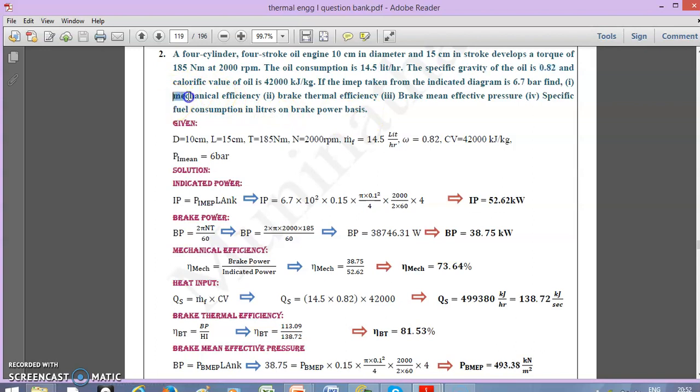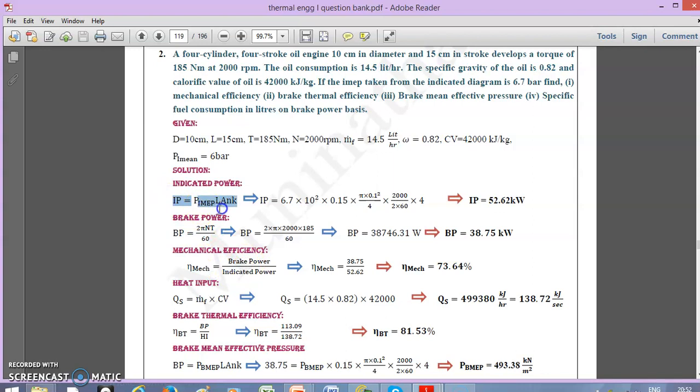First one is mechanical efficiency. The formula for mechanical efficiency is brake power by indicated power. This is the exact formula for mechanical efficiency. So once we want to understand what mechanical efficiency is, we have to calculate these two factors, and we'll go on calculating them.